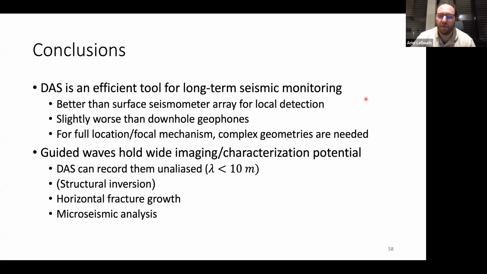We could use them for estimating the horizontal fracture growth based on perforation shots and how the guided waves they generate interact with the fractures, and also directly from microseismic analysis with this nice hack of saying, well, if we've got guided waves, the event is in the reservoir, which is pretty thin, so location becomes a 2D problem, and we can actually resolve something and get an image that can be interpreted.